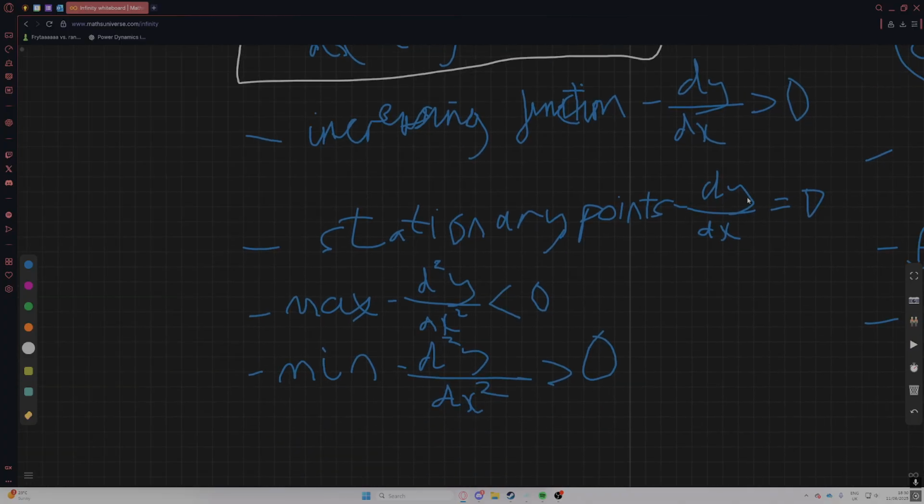Next, for stationary points, you set it equal to 0, because if you think about it, it's when the gradient does equal 0, it's when the gradient stops, it's when the function stops increasing or decreasing.